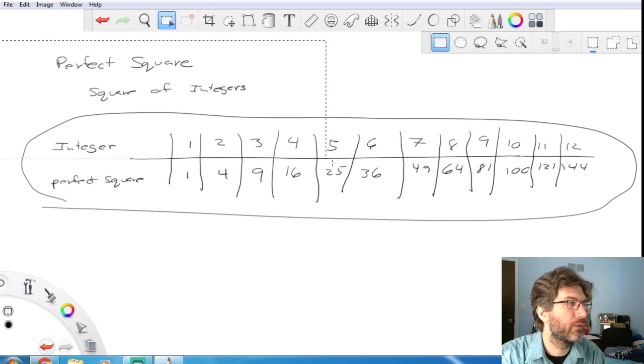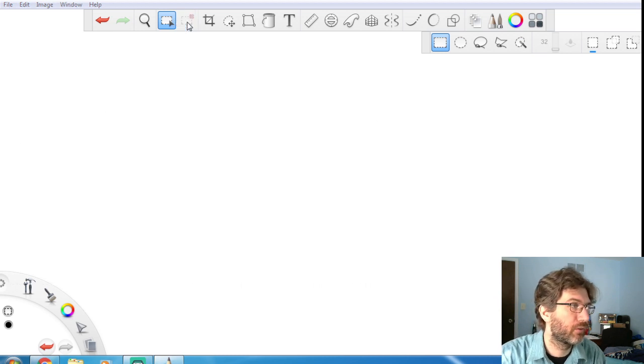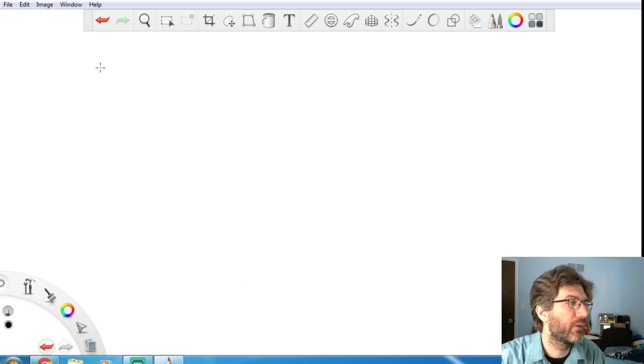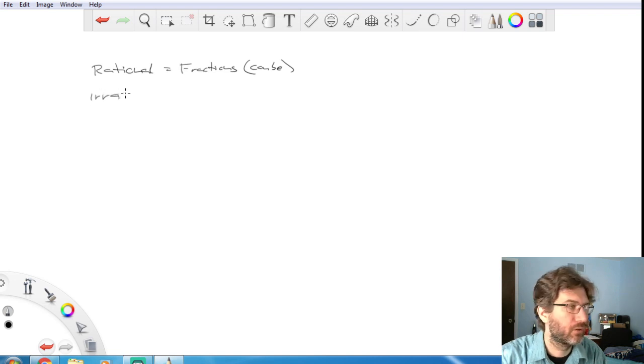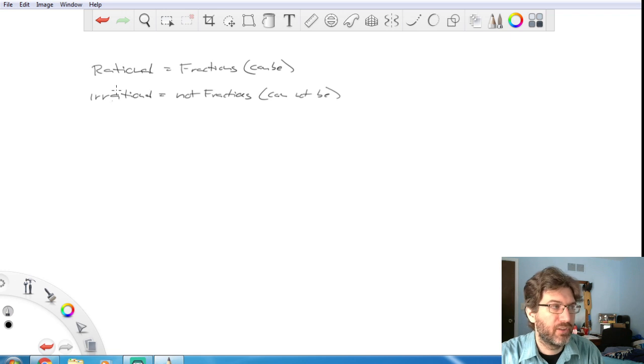Next thing about square roots is rational versus irrational. We've gone over this as well, but you have rational numbers, remember those are fractions, or can be written as a fraction. It doesn't necessarily have to look like it, but it can be a fraction. And then you have irrational numbers, which are not fractions, they cannot be a fraction. So that is the difference between those two.